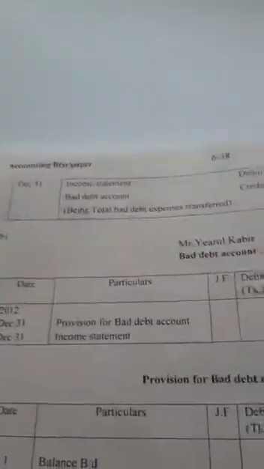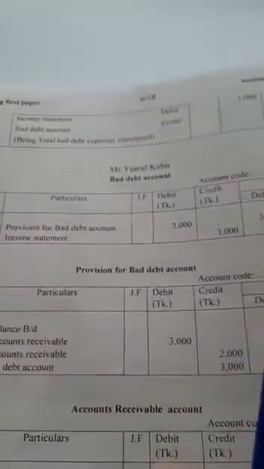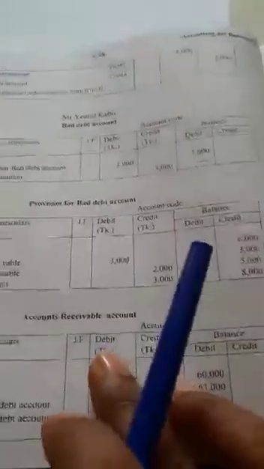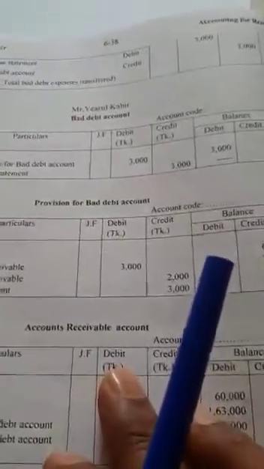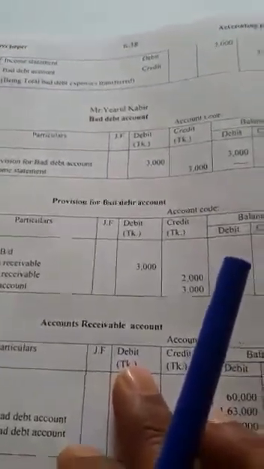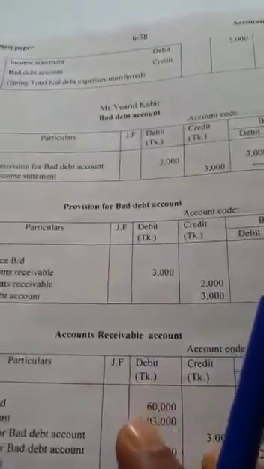Now I hope from this journal you can do all the ledgers, and how it will be shown in the income statement, as well as how it will be shown in the statement of financial position. So thank you very much.